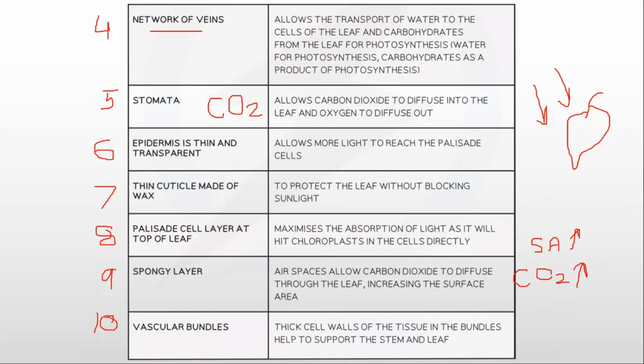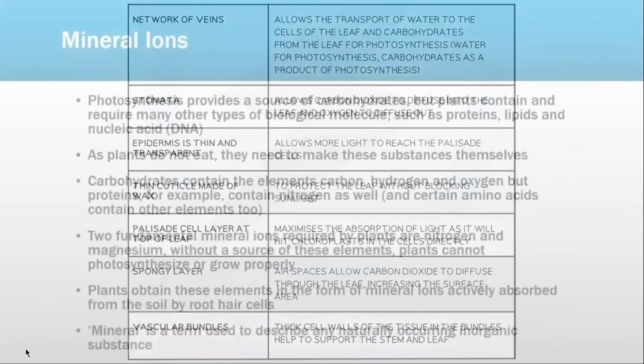Then we have vascular bundles. How do they help? How do they adapt? Thick cell walls of the tissues in the bundles help to support the stem and the leaf. These vascular bundles have thick cellulose lignified walls because they have to anchor the plant. They have to keep the plant in an upright position so the plant does not wilt or fall off. There's a process called wilting because the plant does not have a strong stem, hence it wilts.